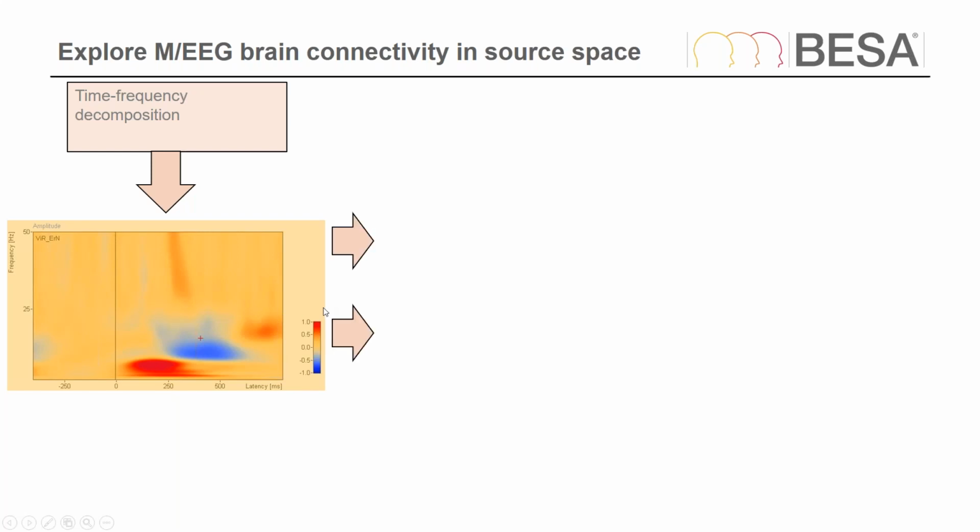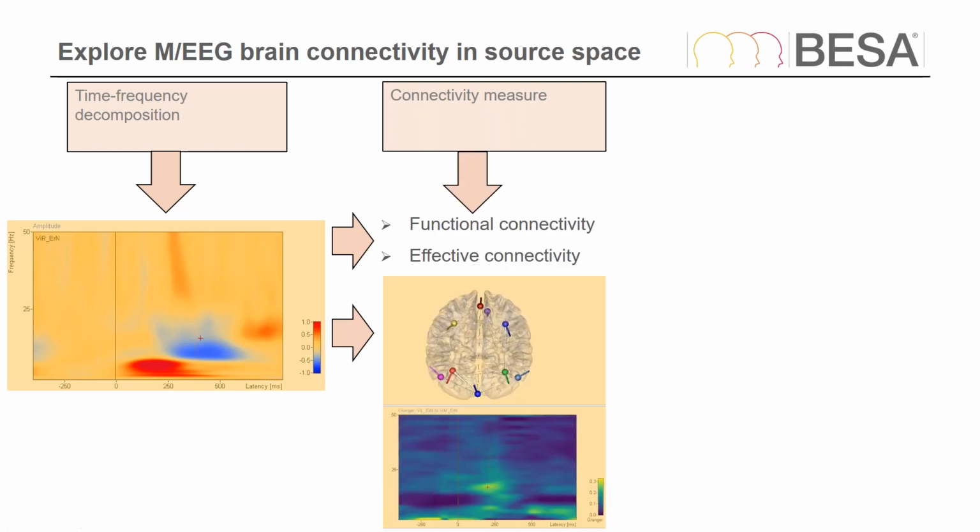The next ingredient we need is a connectivity measure, which allows us to extract the degree of functional or effective connectivity between channels. This could look like here. So the time frequency diagram now shows us at what time and at what frequency a certain degree of connectivity exists between a pair of channels.